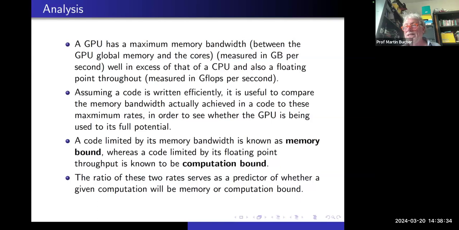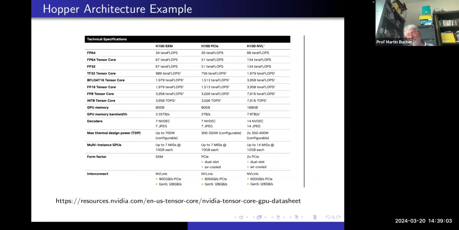So if a program is limited by the traffic to global memory, then it's called memory bound, and the other extreme is computation bound. And the ratio of these two rates in your program, and also compared to what the GPU can do, sort of gives you an idea of where to look for optimizations.